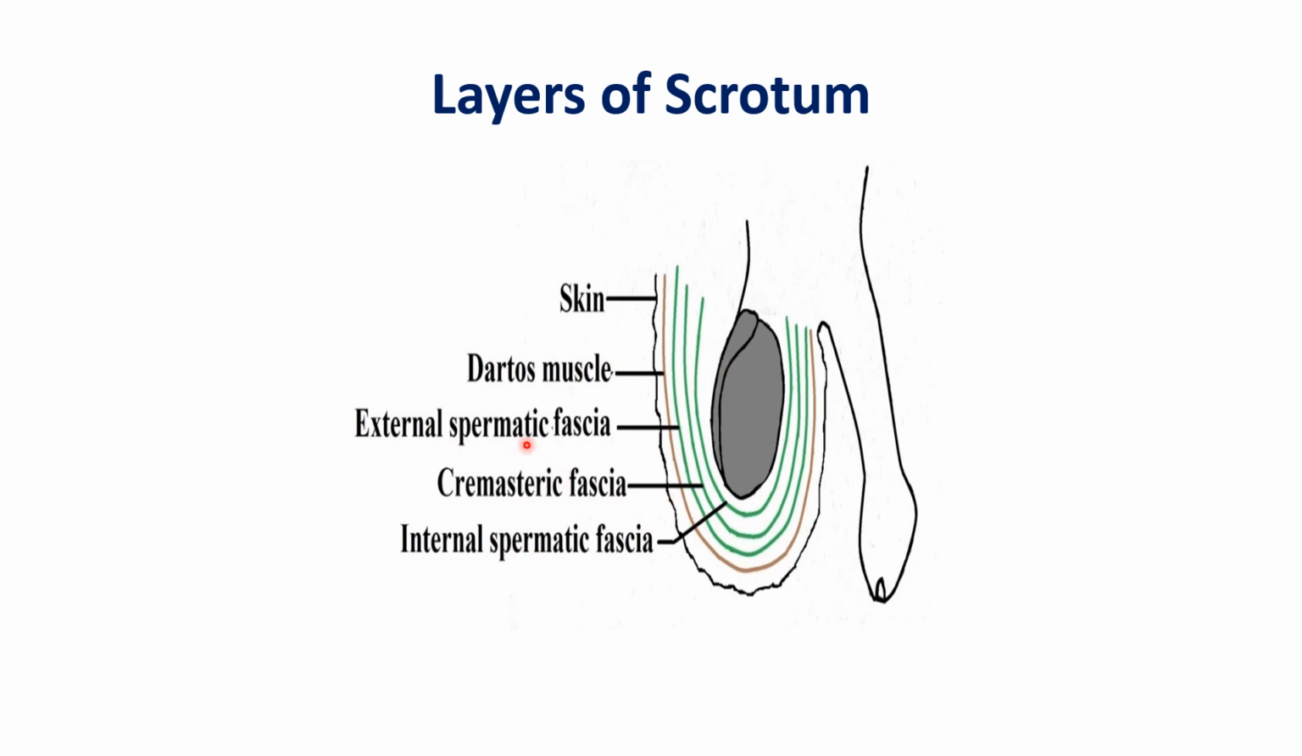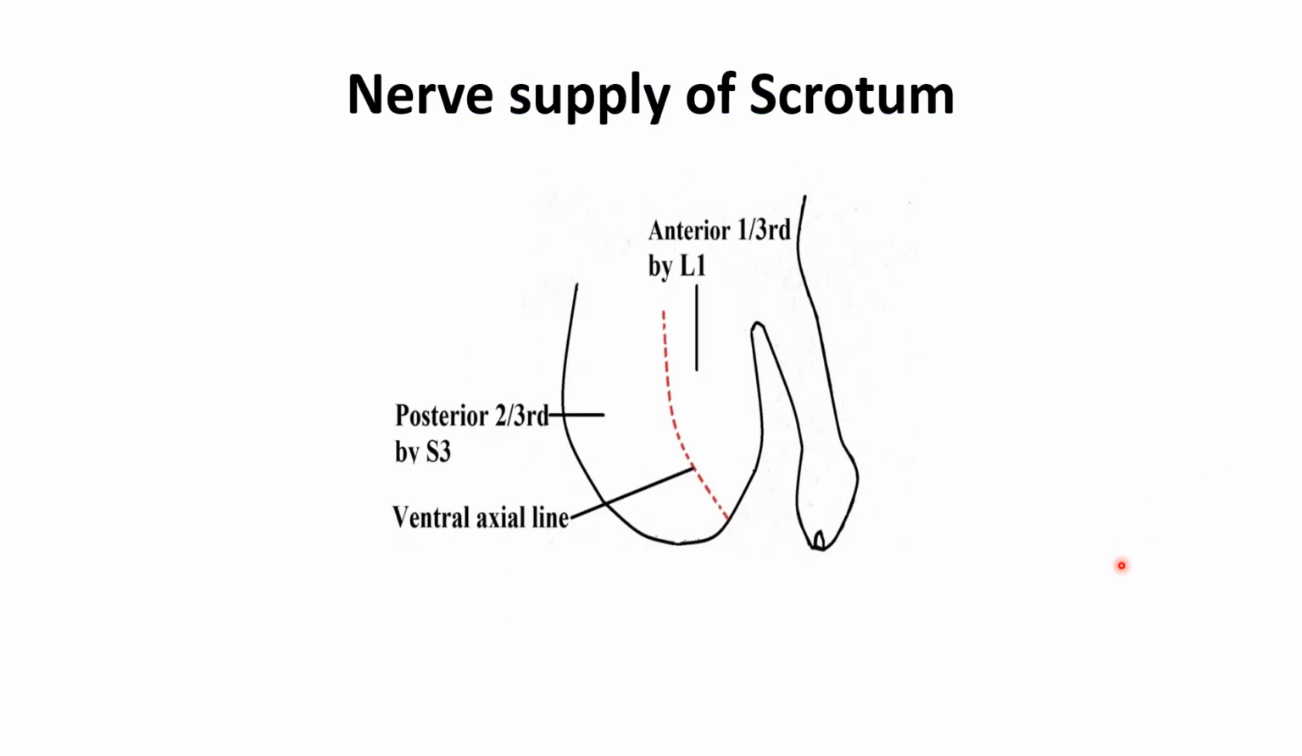The dartos muscle is supplied by the genital branch of the genitofemoral nerve. This diagram also, students, you should know. Nerve supply of the scrotum: the anterior 1/3 of the scrotum is supplied by segment L1 of the spinal cord, while the posterior 2/3 of the scrotum is supplied by segment S3 of the spinal cord. There is a ventral axial line separating the two regions.